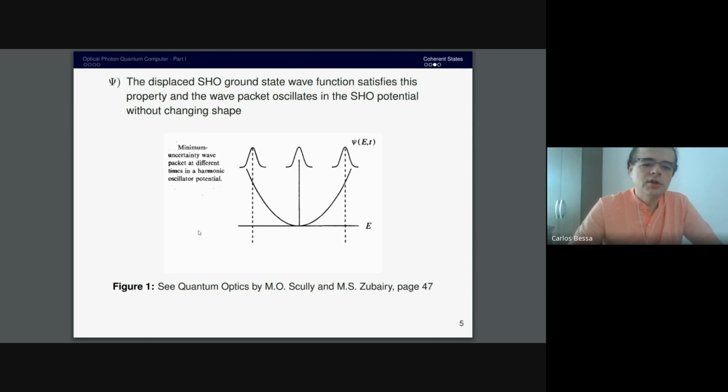And this figure here is in this book. It's part of the lecture today. I use this book here, Quantum Optics, by Scully and Zubairy. These figures on page 47 are from this book. I also have the PDF. If people need it, I can put it maybe on Zoom or on GitHub.